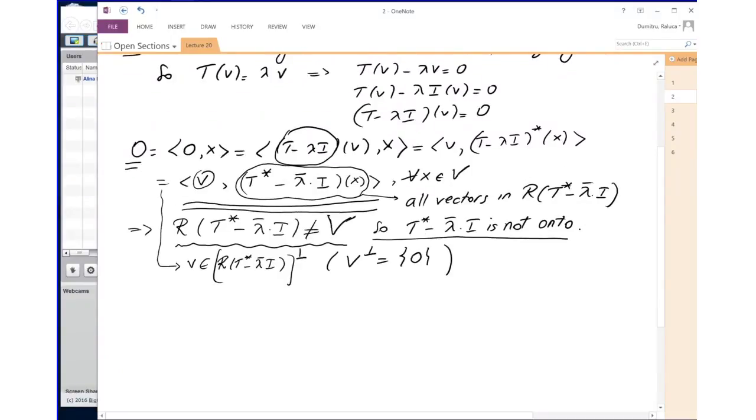All right, so I said that's what I'm after. So what if it's not onto? Well, T star minus lambda bar identity is an operator from V into itself, a finite dimensional inner product space, let's say dimension n. But anyways, it's the same dimension in the domain and the codomain. And remember that when the domain and the codomain have the same dimension, onto and one-to-one are equivalent. So because it's not onto, it's not one-to-one.